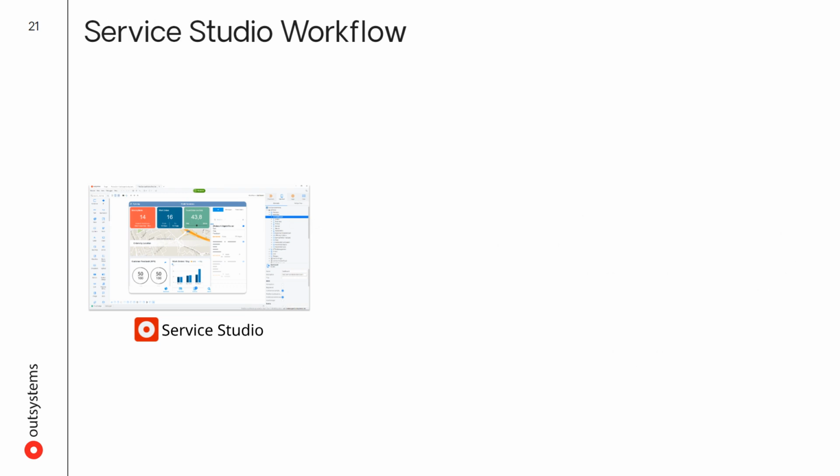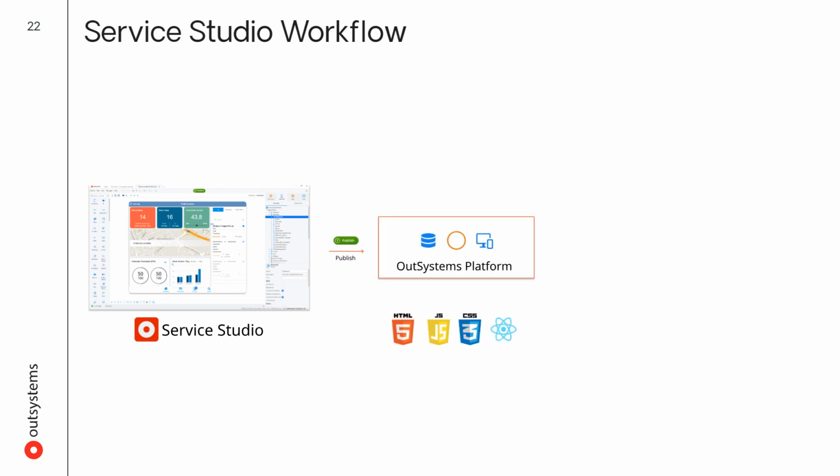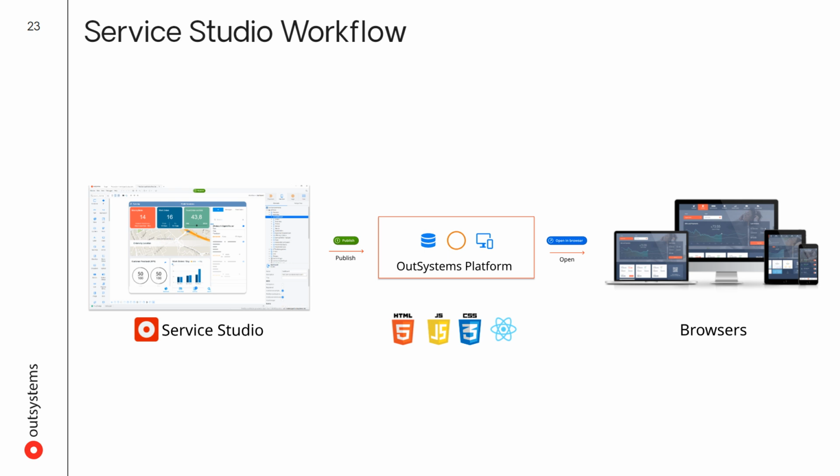Service Studio is where you, as a developer, will build the user interface, the business logic, and create the data model for your apps. When you publish, OutSystems will take the code you created and generate the HTML, JavaScript, and CSS that compose your React-based application. This all happens behind the scenes, and the platform completely manages deployment. After publishing, the app will be available to use in browsers or by the device of your choice.